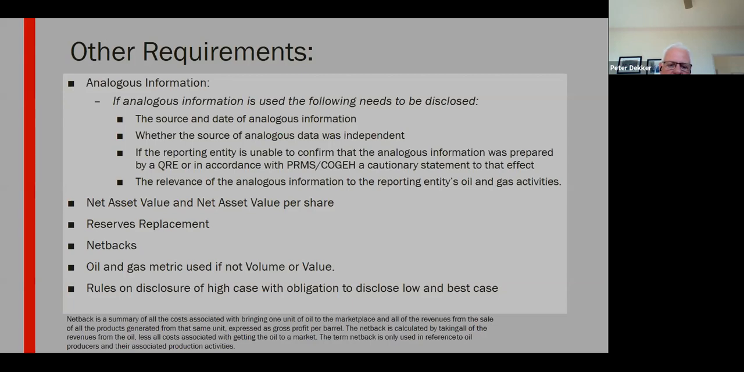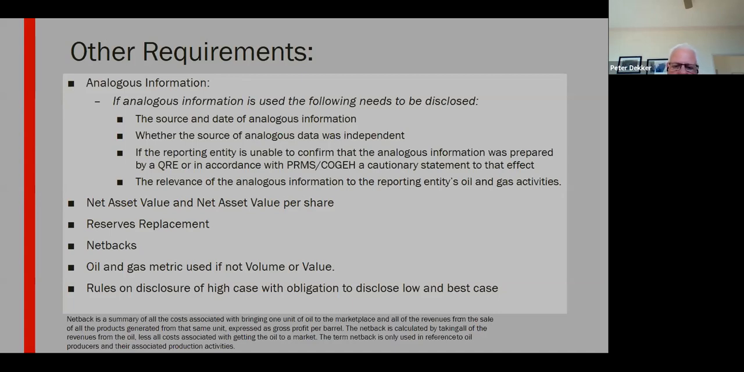The netbacks, the oil and gas metrics used if not volume and value. Sorry, I'm mixing things up. So if you use other metrics, or if you use tonnage, you have to say why.